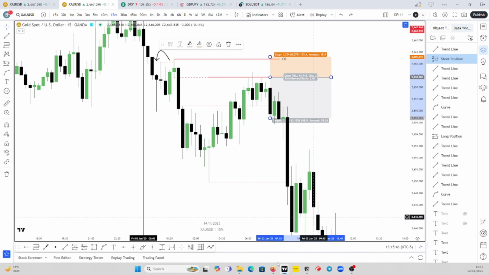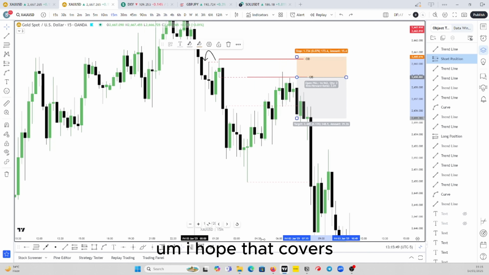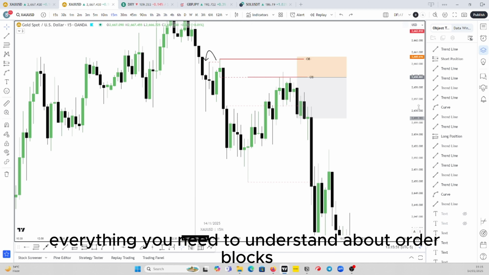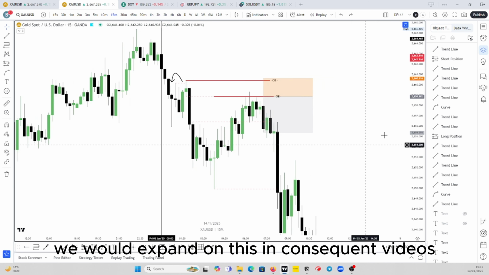So, I hope that covers everything you need to understand about order blocks. We would expand on this in consequent videos.